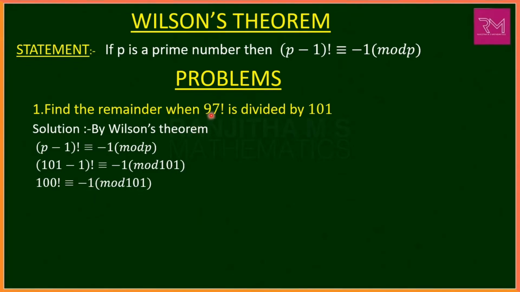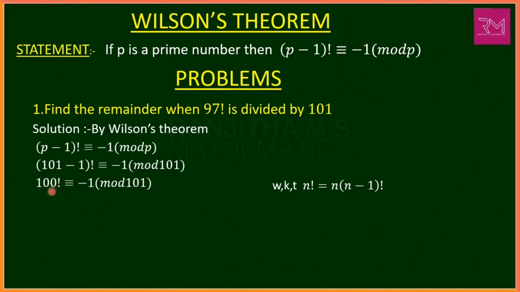Here we have to find the remainder for 97 factorial. We have 100 factorial congruent to minus 1 modulo 101. This means minus 1 is the remainder when 100 factorial is divided by 101. But in the given problem, they asked to find the remainder when 97 factorial is divided by 101. So, we have to reduce this 100 factorial to 97 factorial using the formula that n factorial is n into (n minus 1) factorial. This is the formula of factorial.